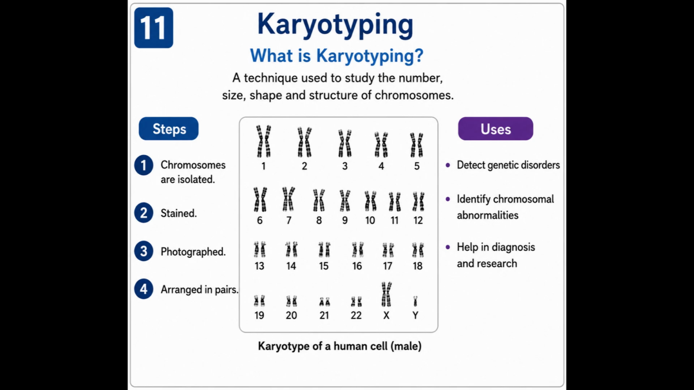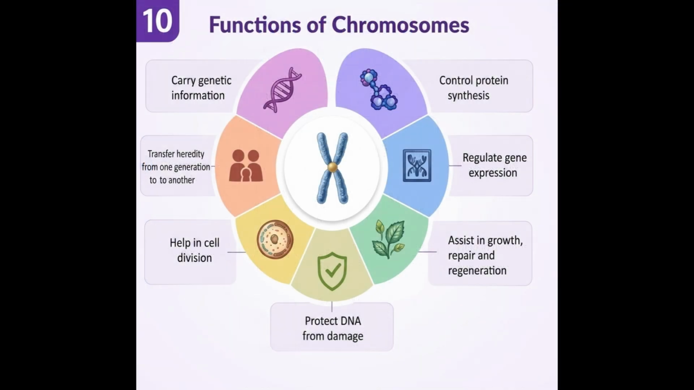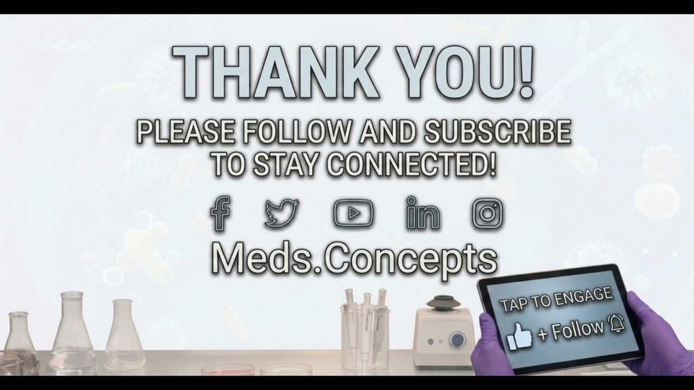Functions and conclusion. Chromosomes carry hereditary information from one generation to another. They help regulate cell activities and ensure proper distribution of DNA during cell division. Chromosomes also protect genetic material and help control protein synthesis. In conclusion, chromosomes are essential structures that play a vital role in genetics, growth, and survival of living organisms.